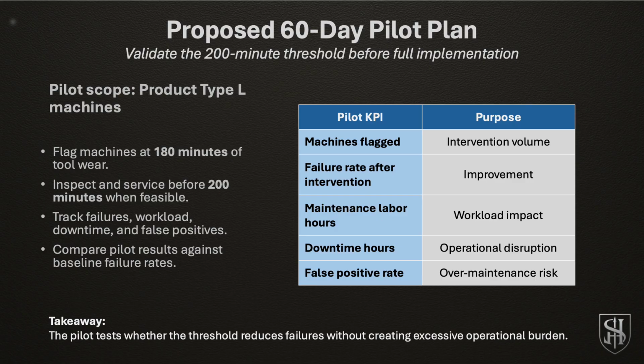The pilot should begin by flagging product type L machines when they reach 180 minutes of tool wear. The 180-minute alert point gives the maintenance team time to inspect the machine and plan service before it reaches the higher risk 200-minute threshold. When feasible, machines should be inspected and serviced before reaching 200 minutes.